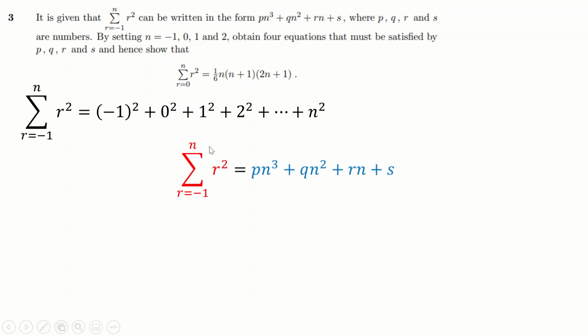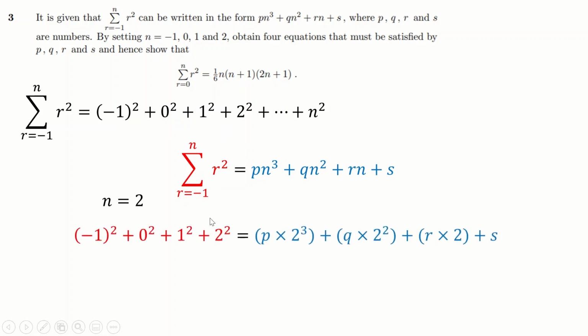Now, what they're saying is we can write our expression we've been given in this kind of polynomial, this cubic form, right? So let's see what happens when, let's say, n is 2. So let's put n is 2 into this side. Now, if n is 2, that means we do this thing and we stop when we reach 2. So we have minus 1 squared plus 0 squared plus 1 squared plus 2 squared on this side here. Now, if n is 2 over here, you just put n is 2 in, right?